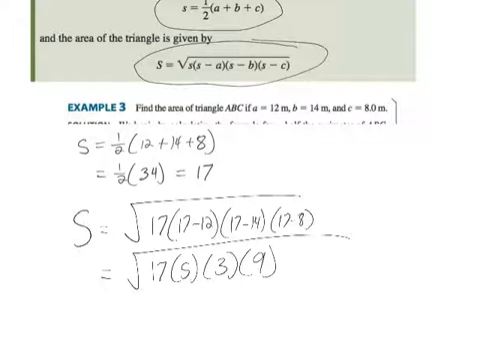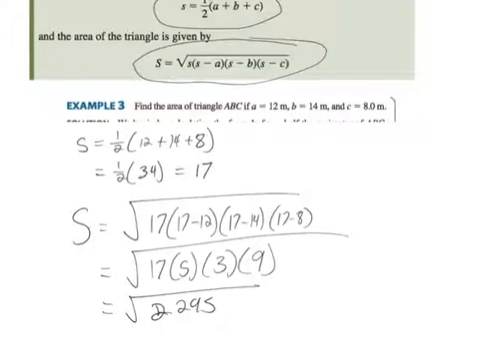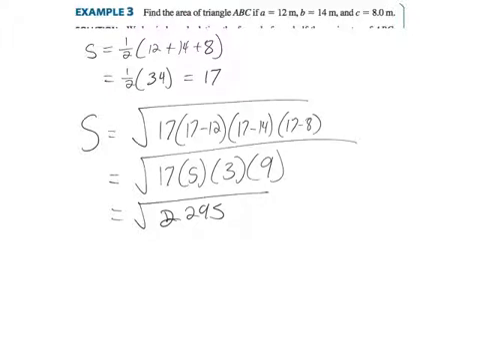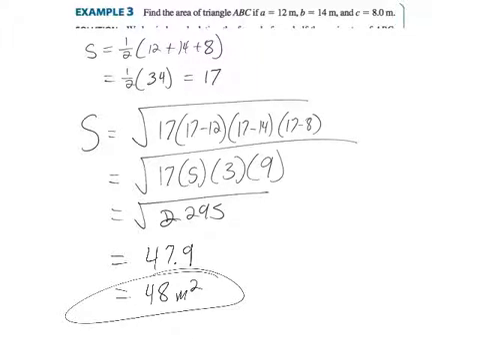Okay, so let me do that right quick. Multiply those together. 17 times 5 times 3 times 9 gives me the square root of 2,295. And that is 47.9. Actually, we were using 2 significant digits, weren't we? So that's going to be 48. And we're in meters, so meters squared. Remember, all your areas are squared. Okay? And that's it for area.